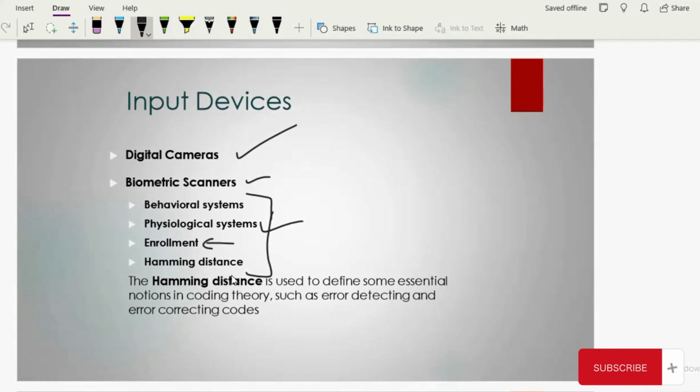Then the Hamming distance. It is also one of the characters of the biometric scanner. Hamming distance is used to define some essential notions in coding theory, such as error detection or error correcting codes. When an error is happening in the system, it is being detected, and it helps us in correcting that coding error. So this is also a feature of the biometric scanner. So when you talk about biometric scanners, don't forget to talk about these four types.